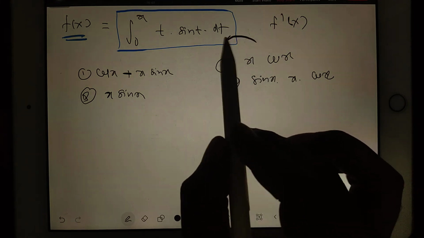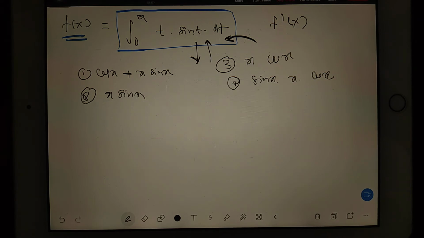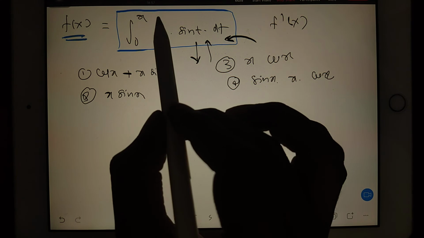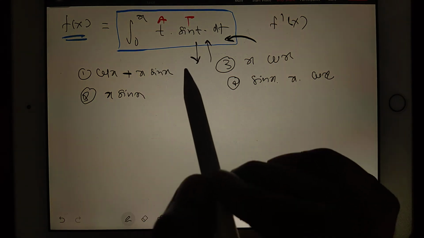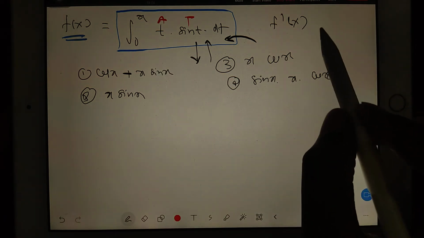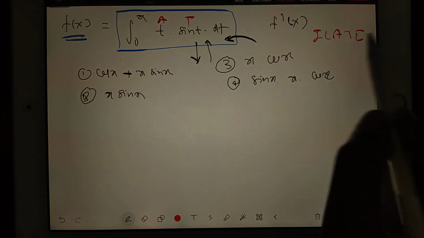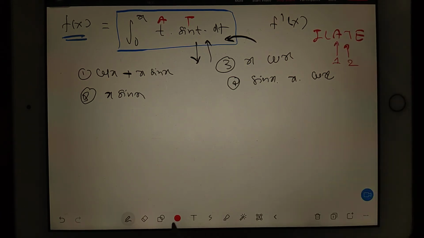You don't have to first integrate and then differentiate. Anyway, that is the right way, but actually this is your algebraic function, this is your trigonometric function. So for the algebraic and trigonometric functions, which will be your first function and second function, you will be using the ILATE rule. Algebraic is your first function, trigonometric is your second function, right? And then you will be using your direct formula.